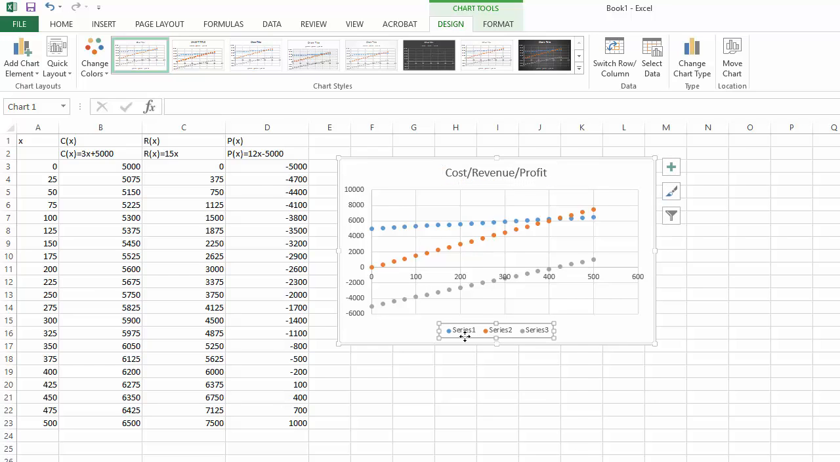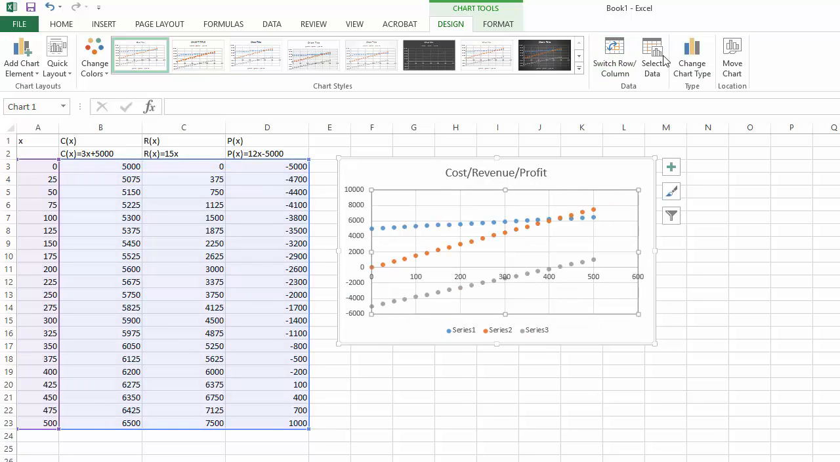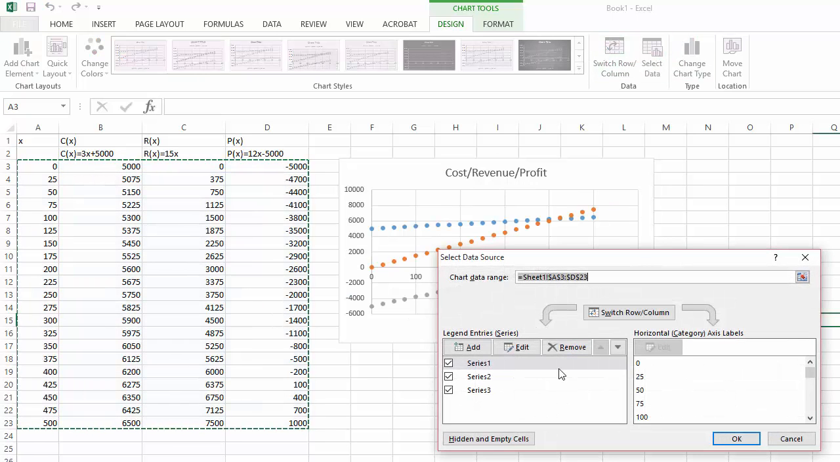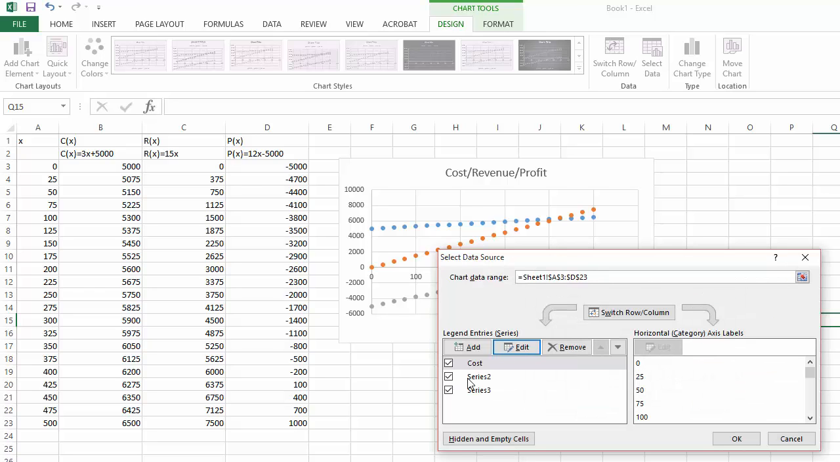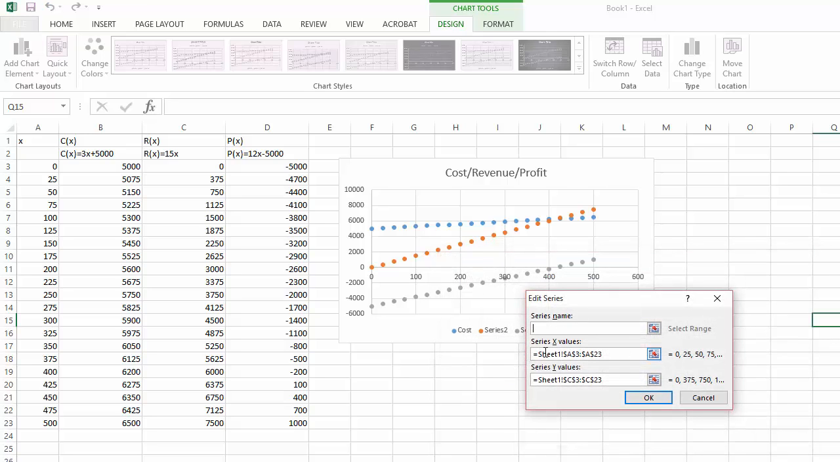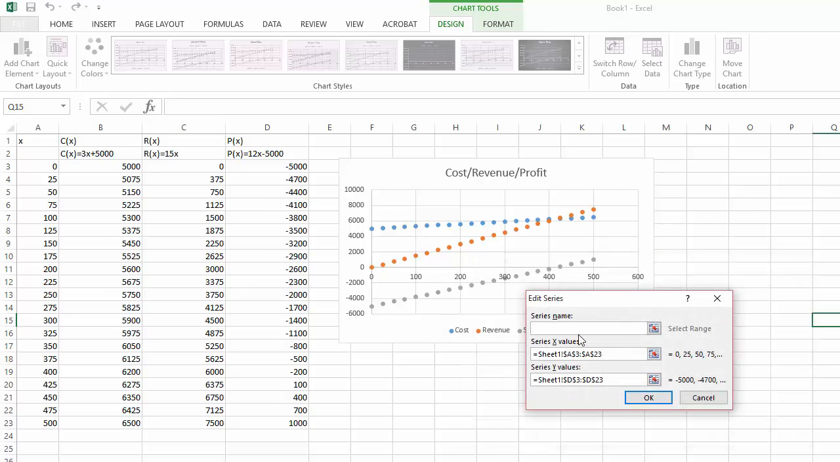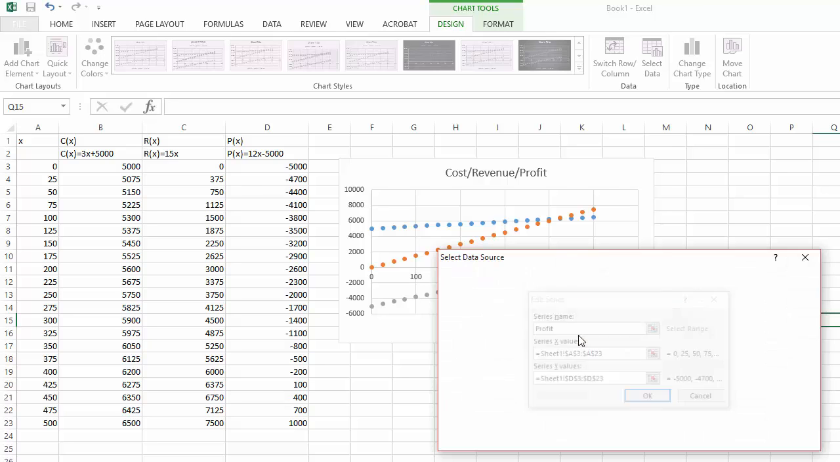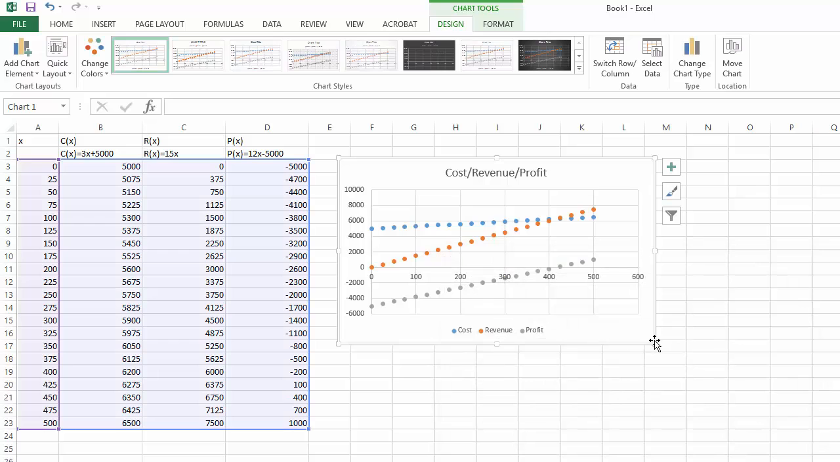So series one, I'm going to edit these. No, I don't want to switch around column. I don't want to select data, but I do want to edit each series. So this series name is cost. This series is revenue, and this series is profit. Now notice, I'm going to make this a little bigger.